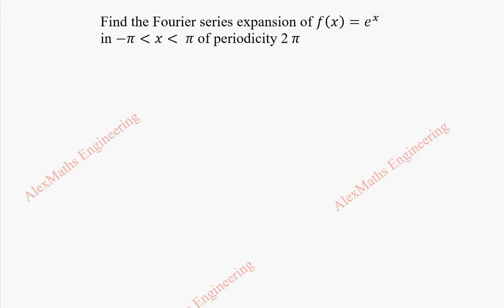In this video, we are going to find the Fourier series expansion for the given function f of x equal to e power x in minus pi less than x less than pi, of periodicity 2 pi. Let's check whether this given function is an even function or an odd function.